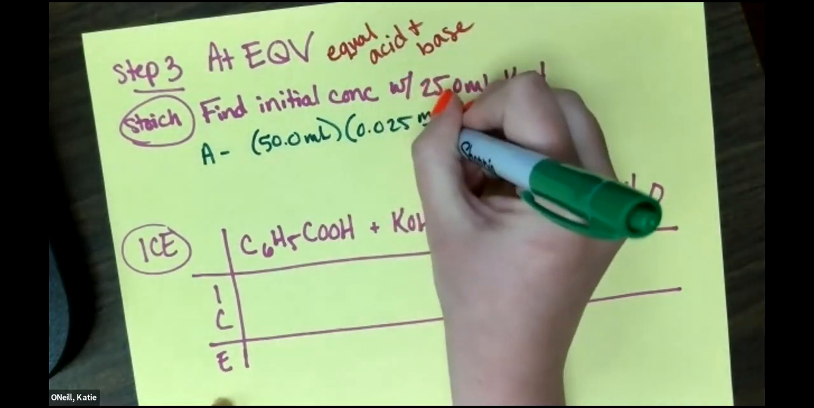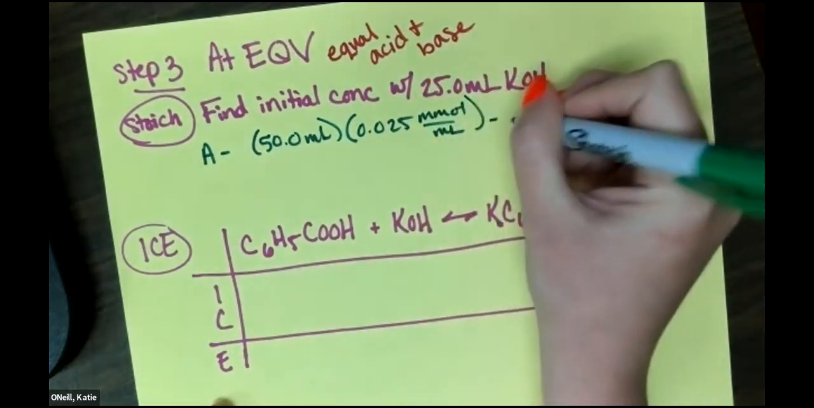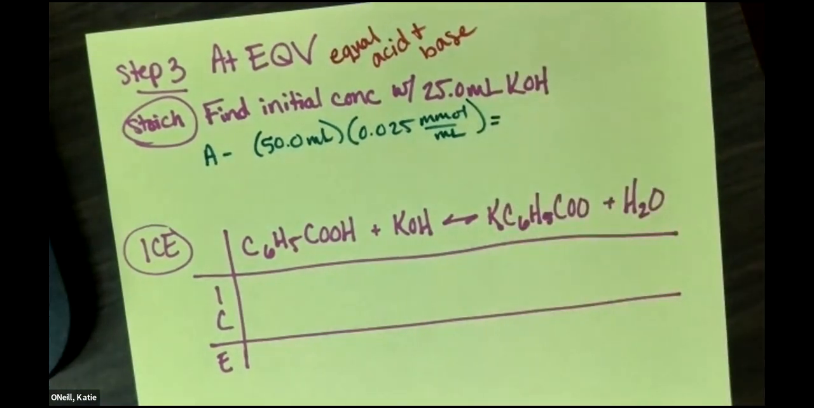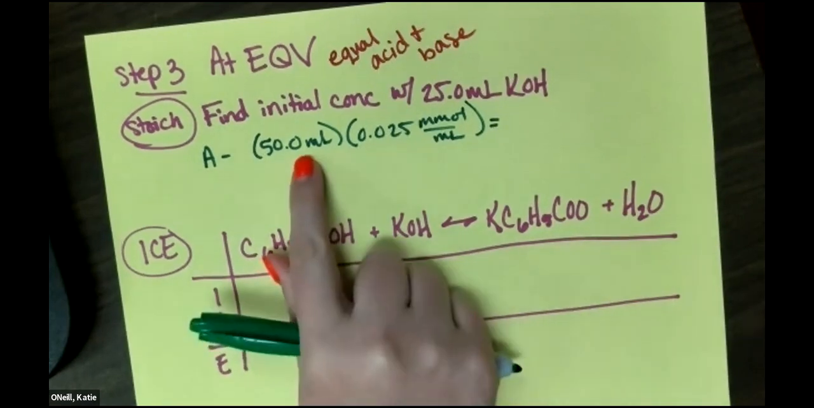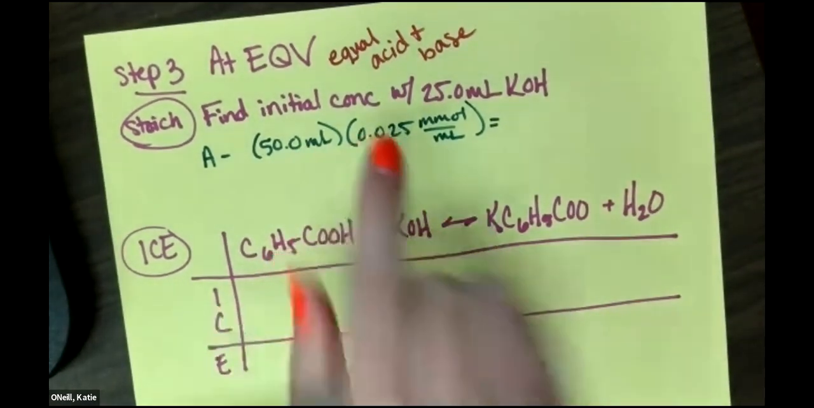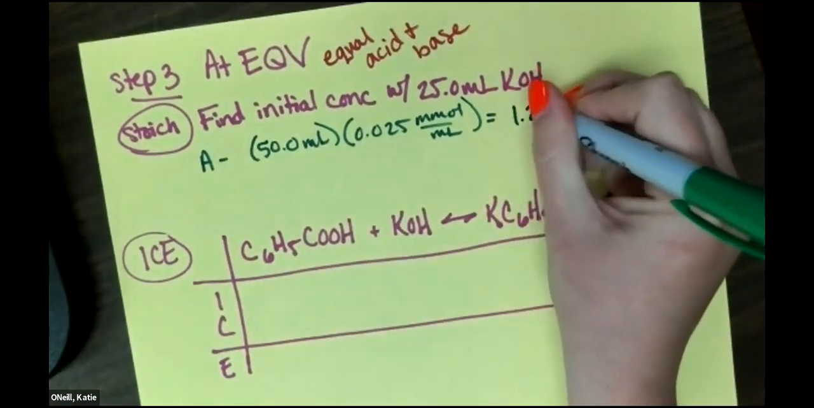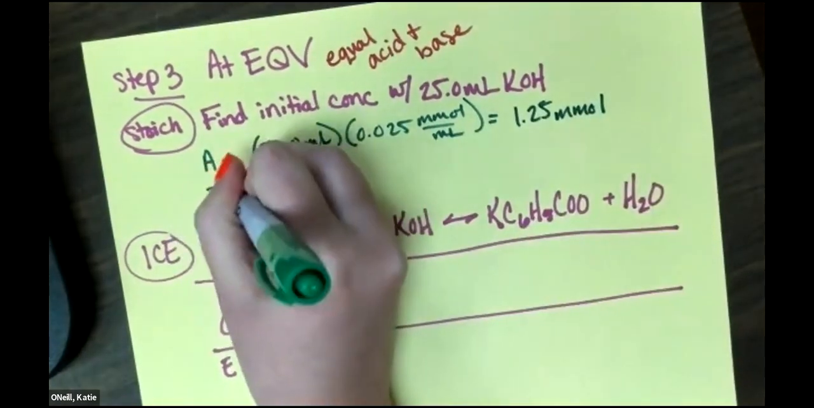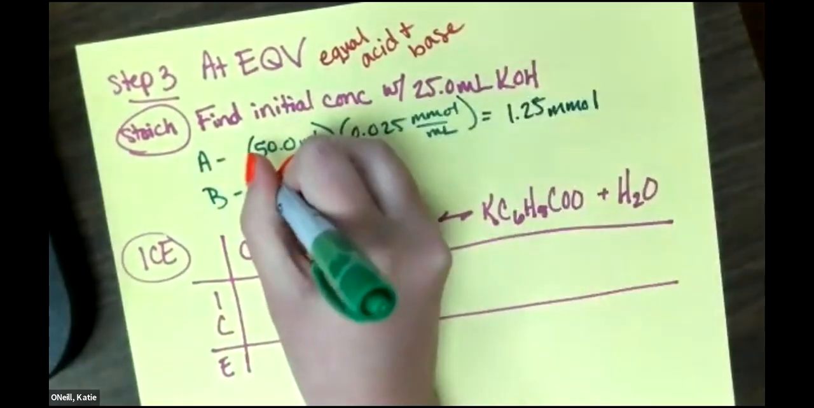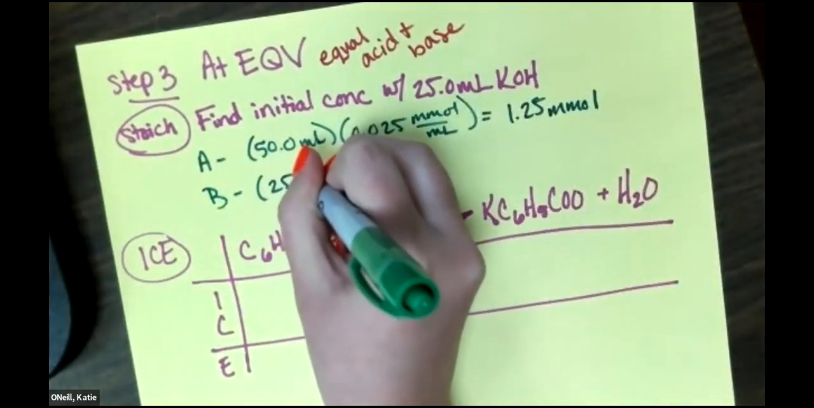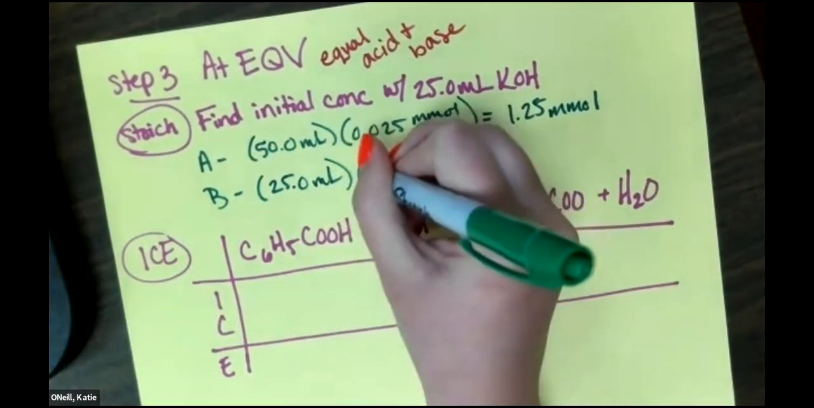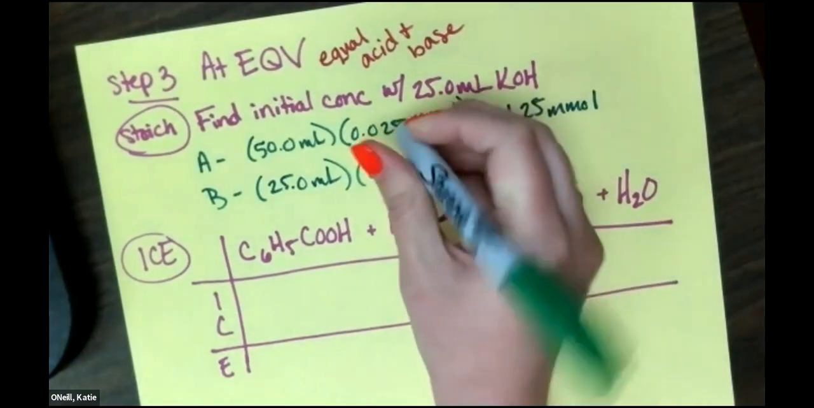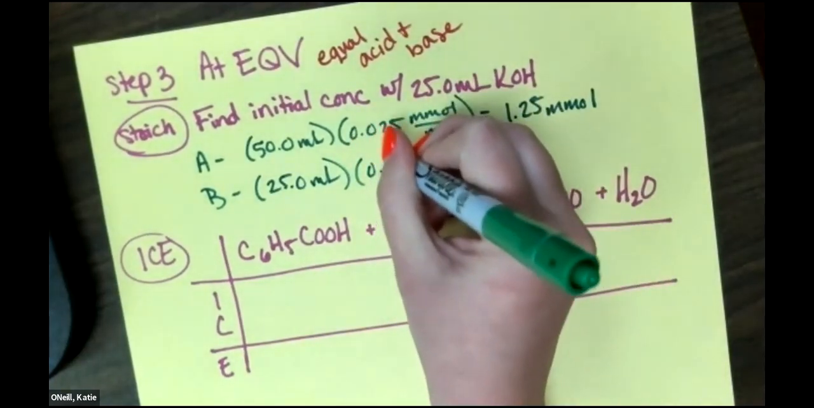Millimoles per milliliter. So we get our answer in millimoles. We did this just a minute ago: 50 times 0.025 is 1.25. And now our new base volume is 25 milliliters instead, and the concentration of the base was doubled.